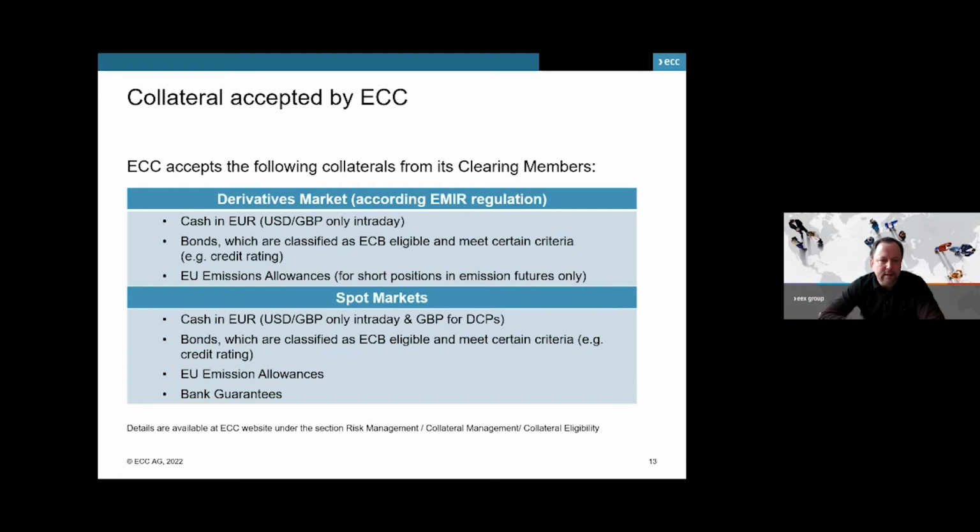For spot markets outside EMIR regulation, we have a wider freedom. Here, of course, we accept cash, as said above. We accept bonds. We accept as well emission allowances, but not limited to short positions. I come to this later in a second. And also we accept for the spot market bank guarantees. All details about collaterals and which collateral types are acceptable by ECC are listed on our website. Next slide, please.